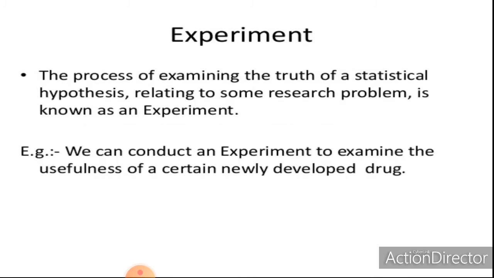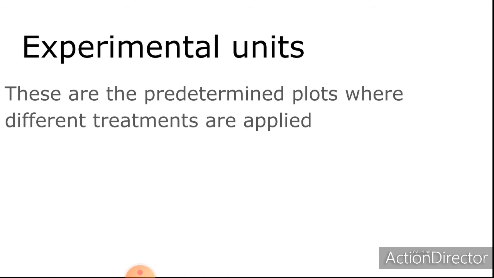Now next is experiment. An experiment is the process of examining the truth of a statistical hypothesis relating to some problem. So take the above example. Here experiment is conducting the examination. While conducting the examination, the researcher can understand whether there is any deviation between control group and experimental group. Now next is experimental unit. An experimental unit is the place where the researcher conducts their experiment. So these are some important concepts which are mainly used in research design.